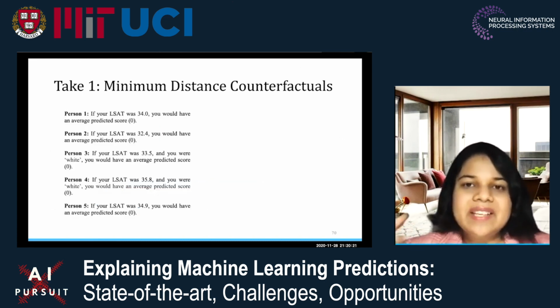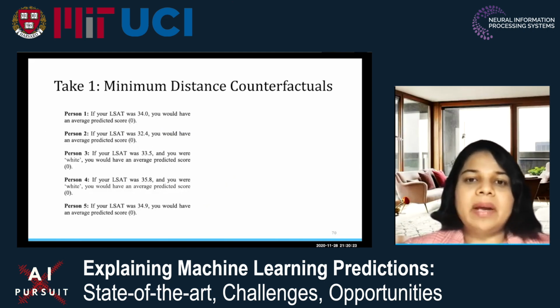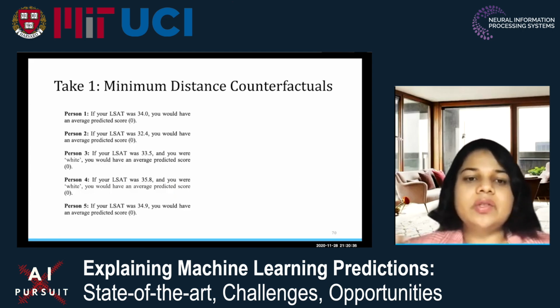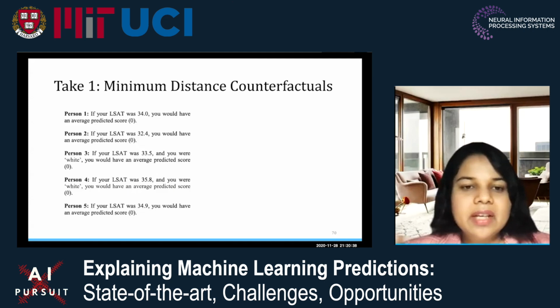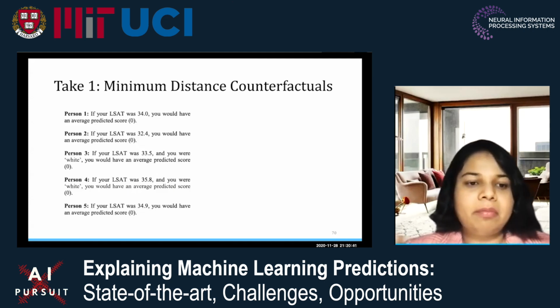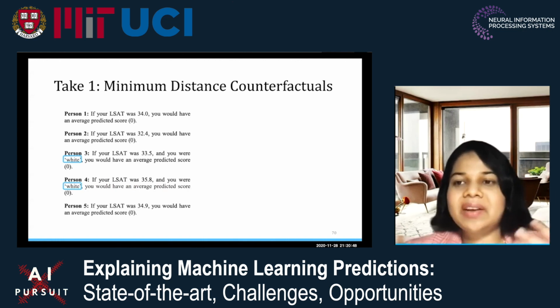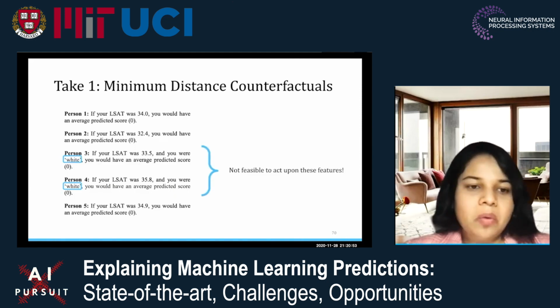All right, so these are some of the counterfactuals output by Wachter et al.'s algorithm. As you can see, in case of person 1, the counterfactual says that if the LSAT score was 34, then a person would have obtained a desired score. And then other things to pay attention to here involve persons 3 and 4. What you actually see is that the counterfactual is asking these people to change their race in order to obtain a desired outcome. And as we all know, it is impossible to act upon these features.